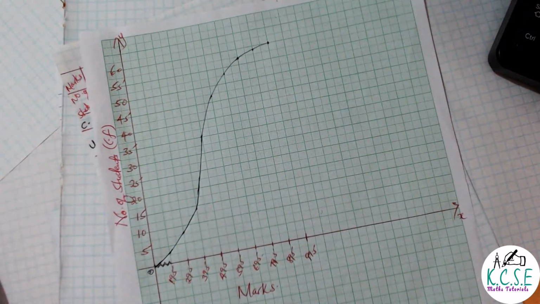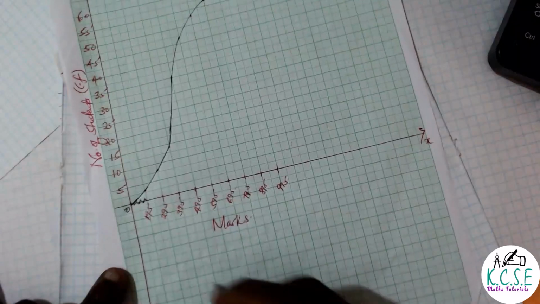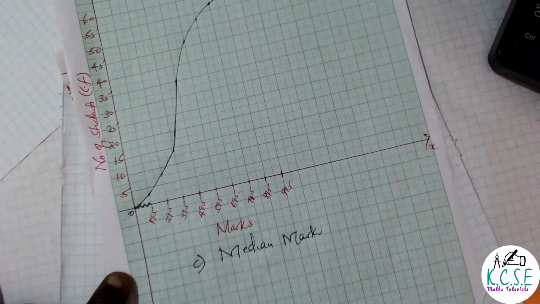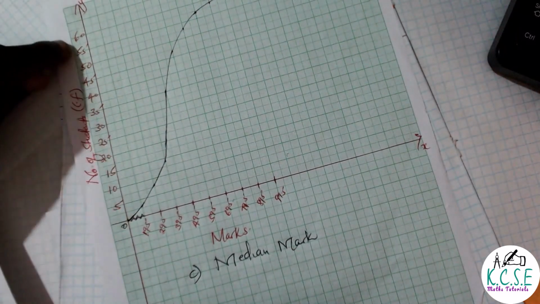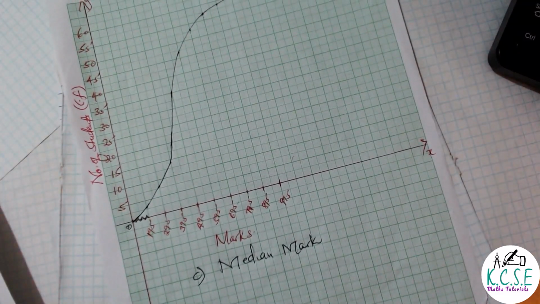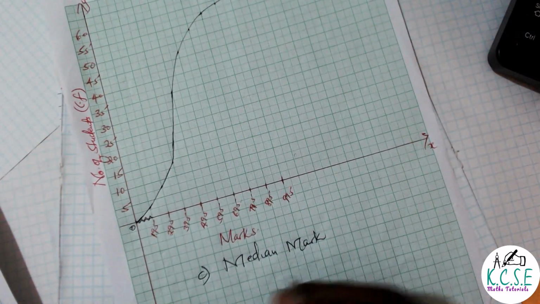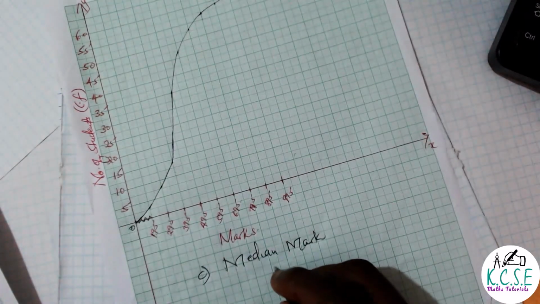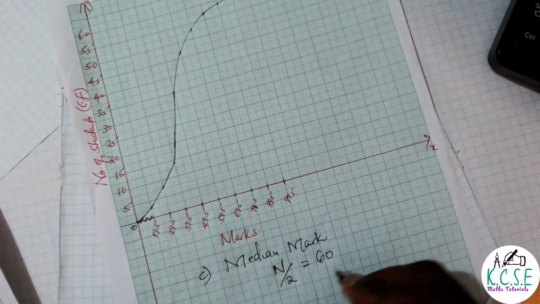Now we can go to the questions. From the graph in B above, determine the median mark. Remember we have the y-axis, the number of students. The median mark means half of the students. The students are 60. So the position of the median mark is the one that divides the students into 2, n divided by 2, where n is the total number of students, which is 60 divided by 2.